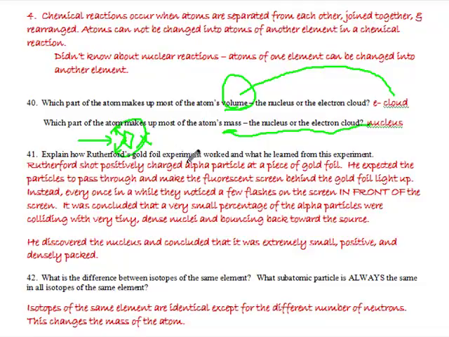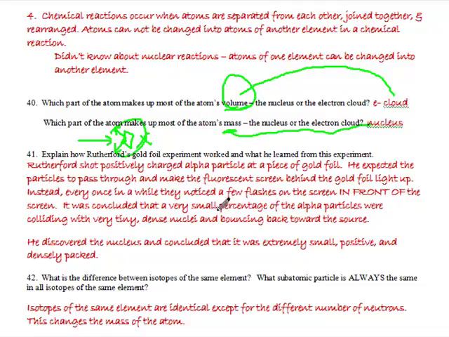So he shot positively charged alpha particles at a piece of gold foil. He expected the particles to pass through and make the fluorescent screen behind the gold foil light up, back here. Instead, every once in a while, they noticed a few flashes on the screen in front of the foil, up here. And he was confused, but they concluded that a very small percentage of the alpha particles, that's important, very small percentage of the alpha particles were colliding with very tiny dense nuclei and bouncing back.